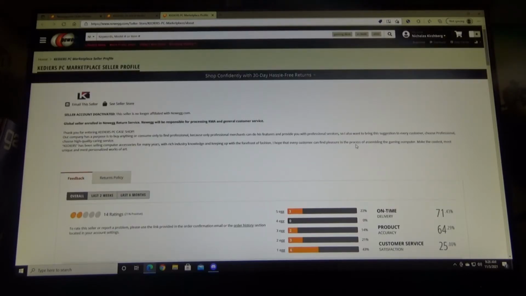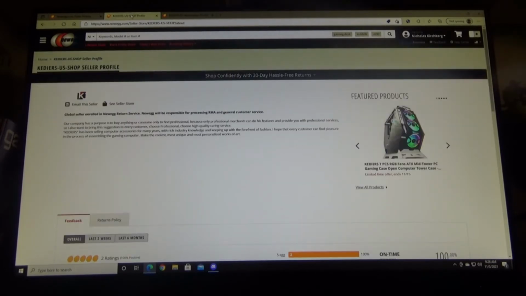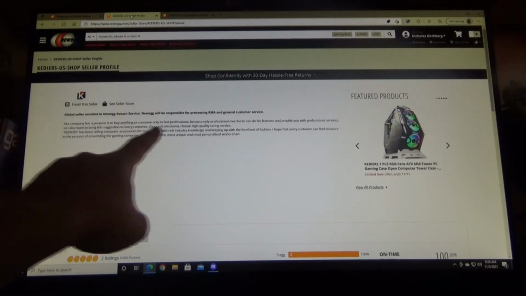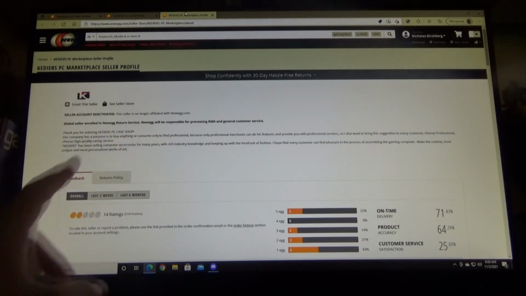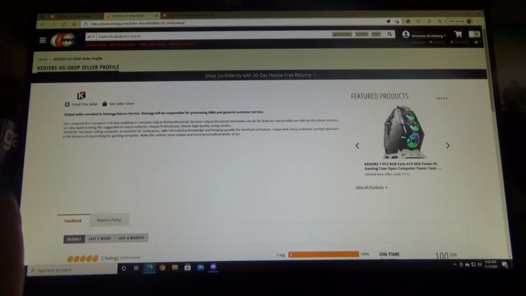Now when it comes to the seller, Kediers PC Marketplace Seller Profile, instead of trying to right the wrongs of what they did, if you try to search for that product today, this is what you get on this window over here. Over here, you get a slightly refined icon and a different name, Kediers-US-Shop Seller Profile. I would also like to add that the poorly worded description that they have here is exactly the same as the one that they have over here. They copied and pasted it.